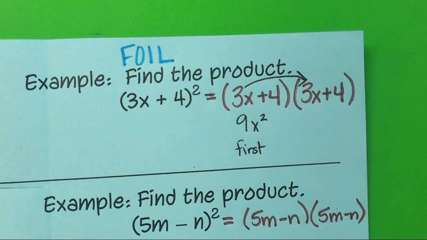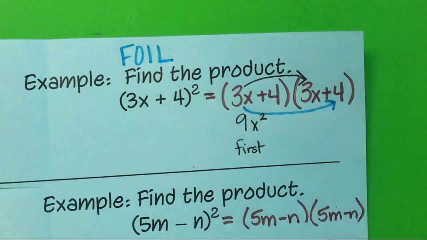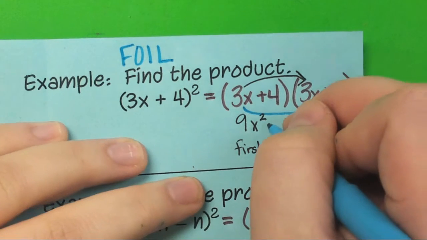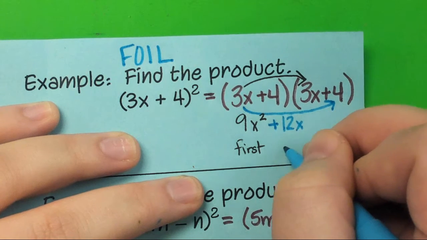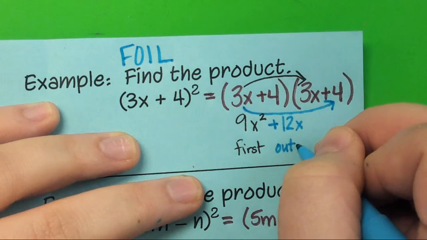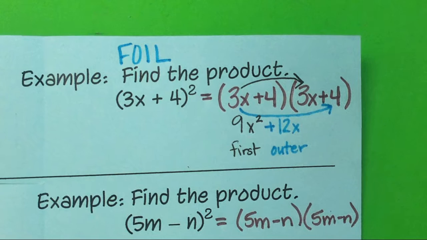Now I've got to do the outside. So who am I going to multiply together? The 3x and the 4 are on the outside. So I'll do 3x times 4, and what is that? 12x. Is it plus or minus? Plus. So I'm going to put a plus 12x. And that's the outside or outer, whatever floats your boat.